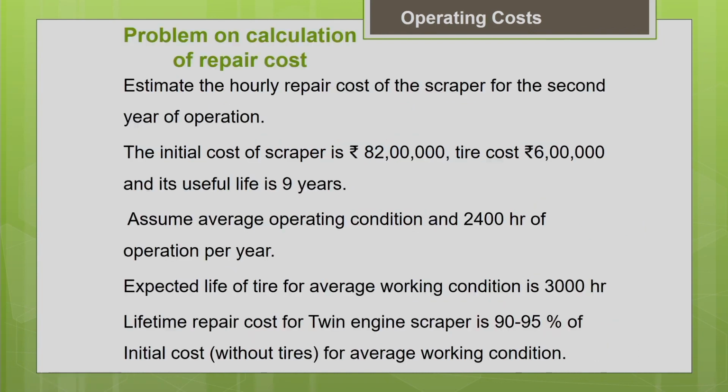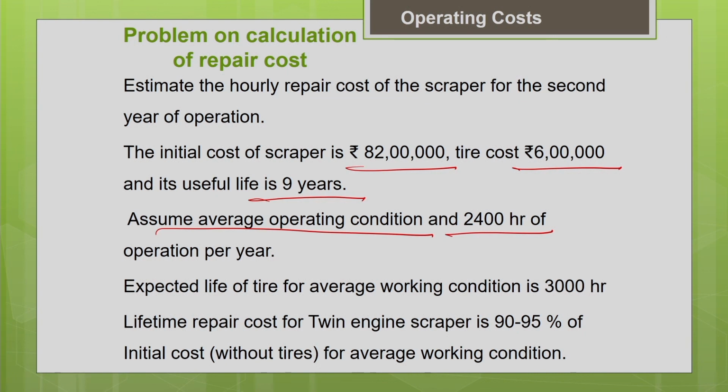Now, let us work out an example on how to estimate the repair cost. Estimate the hourly repair cost of a scraper for the second year of the operation. The initial cost of the scraper is 82 lakhs. I have retained the same input data from the beginning. You can see the tire cost is 6 lakh and the useful life of the machine is 9 years. Assume the average operating condition. The scraper is working in an average operating condition, and the annual usage of the machine, the operating hours of the machine in a year, is 2400.